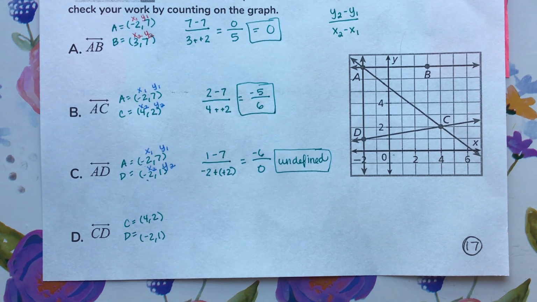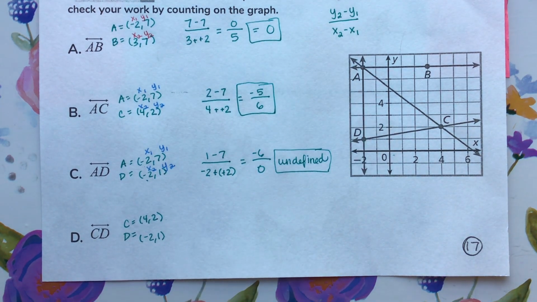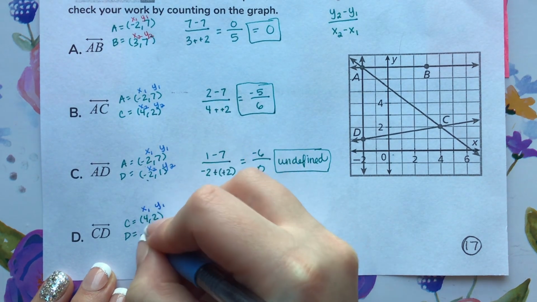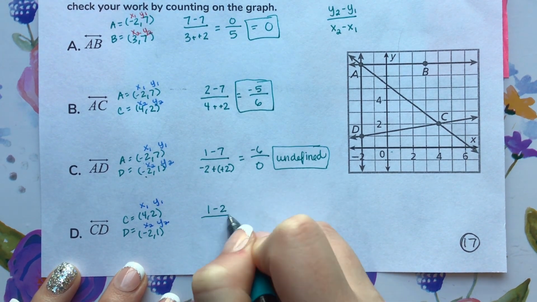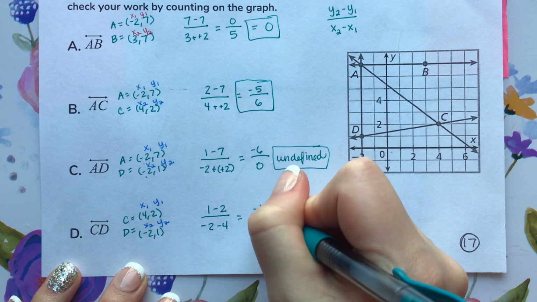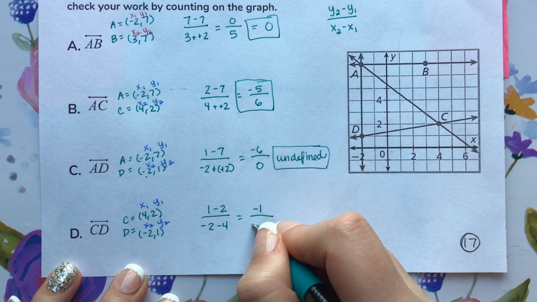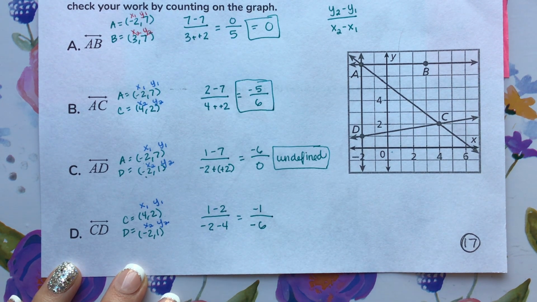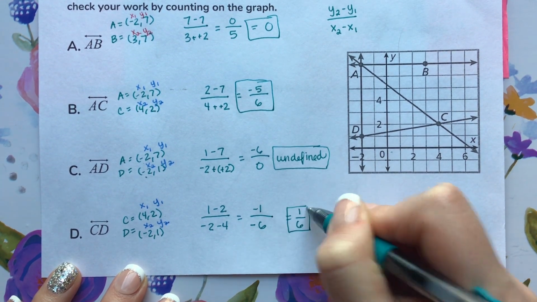And finally, example C, I have point C and point D. I'm substituting it into my slope formula right here, and I will mark my x1, y1, x2, y2 for you. I have 1 minus 2 over negative 2 minus 4. 1 minus 2 is negative 1, and negative 2 minus 4 is going to equal negative 6. These do cancel each other out, the negatives do, so this is actually positive 1/6, and there is my slope.